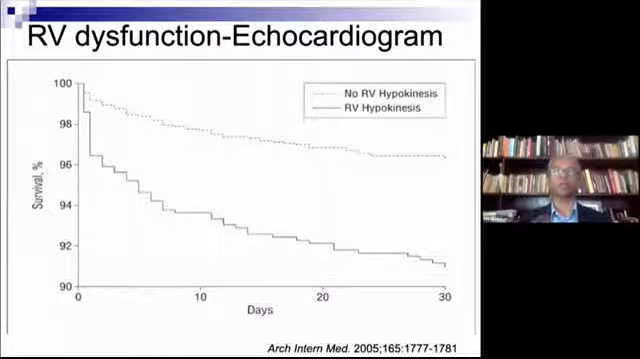So it's very important to do an echo as fast as possible and have somebody who knows what he's looking for. And I'll come back to this. And why is this important? Because if you have no RV hypokinesis at onset, then you have a much better prognosis than a person who has RV dysfunction or hypokinesis of a part or whole of the RV at the onset. Much higher mortality rates. You can see the 30-day mortality is almost 8 to 10% higher.